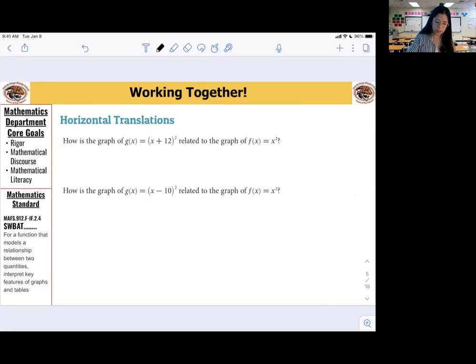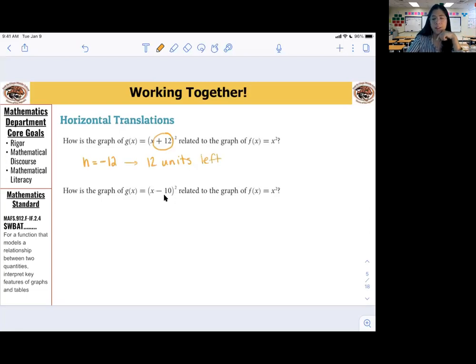Same kind of question. So what transformation happens in these examples? Starting with the one on top. What's going on here? It's going to the left. Good. So here's my 12. This is a positive 12, but I got to flip it in my head. H is negative 12. So what happens is it goes 12 units to the left.